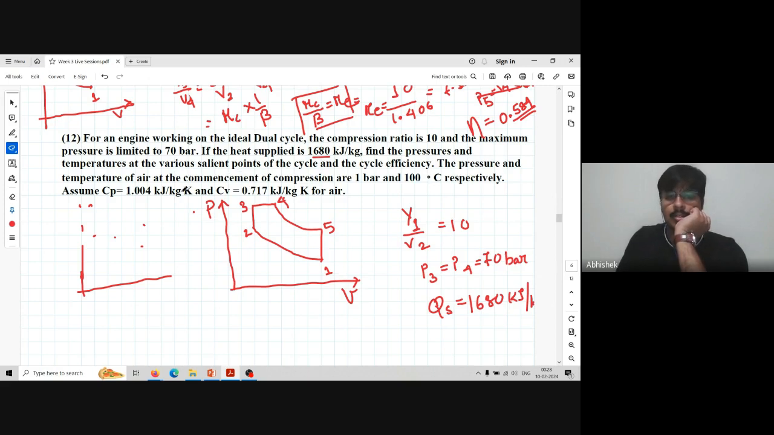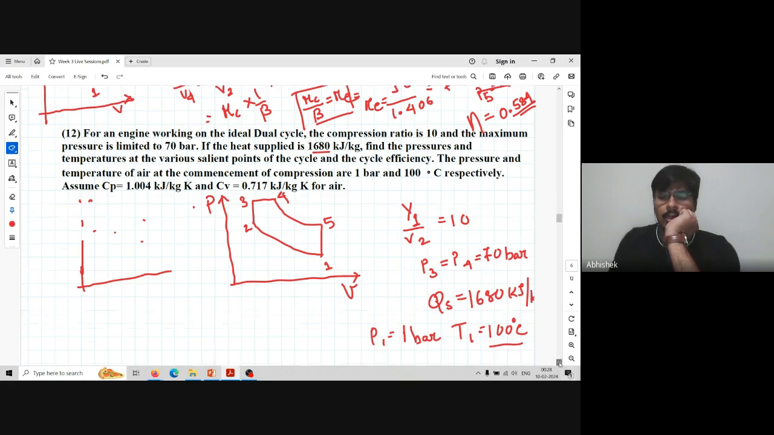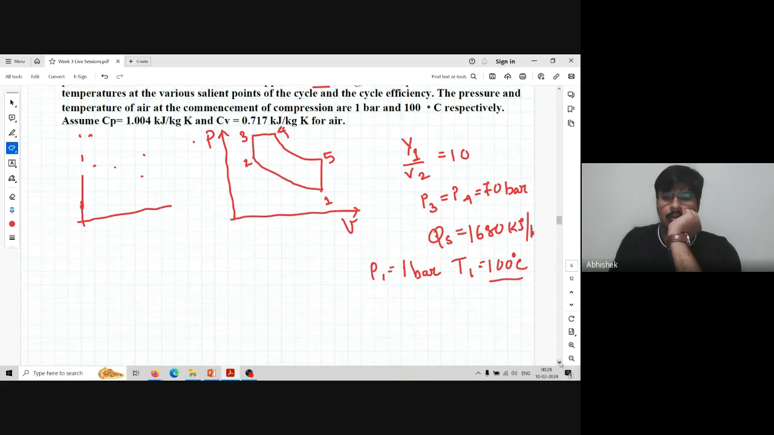The pressure and the temperature, it has given P1. Same as the previous question, correct? Correct or not? Same as previous question. Yes, sir. You will be able to do, right? Yes, I will try, sir. See, very simple. P1 is given, T1 is given, V1 by V2 is given. So you will be able to find T2, correct? Then you can find T3.